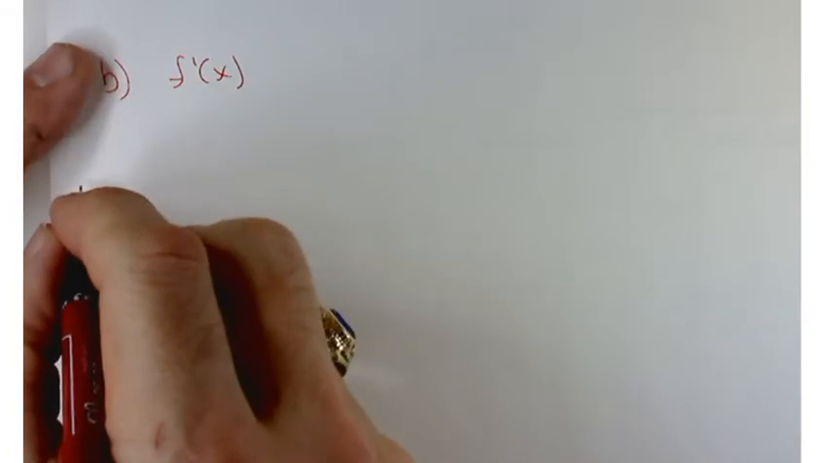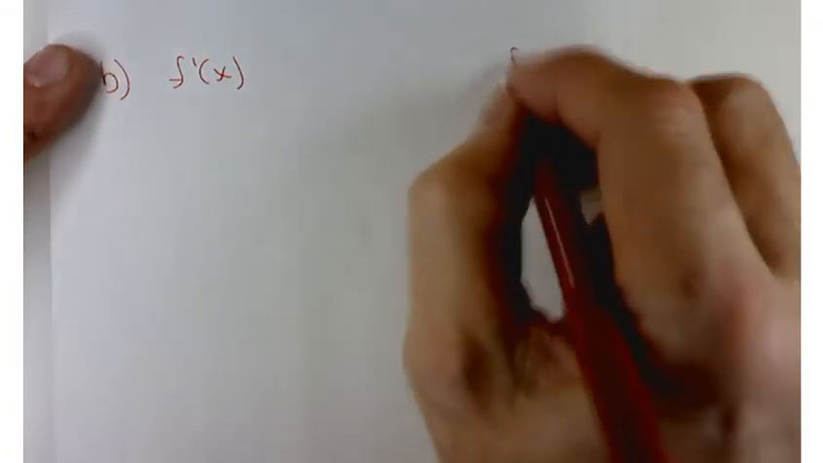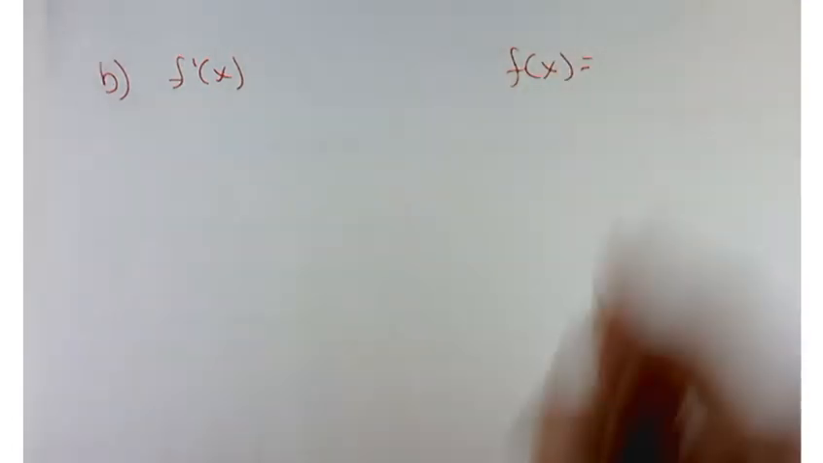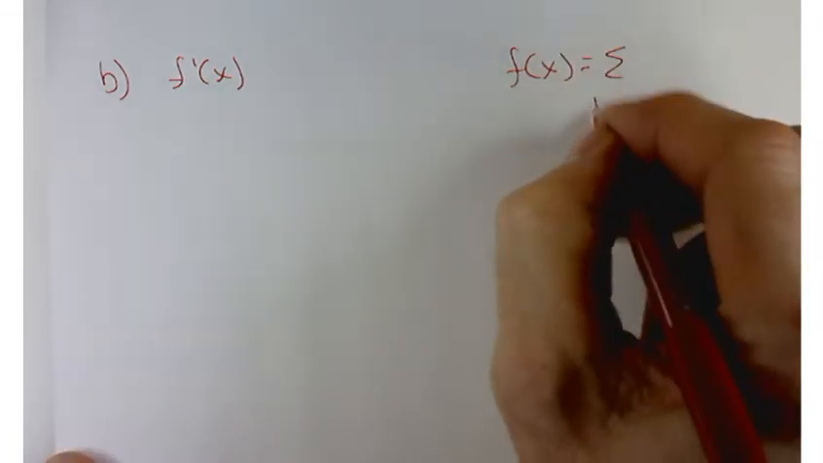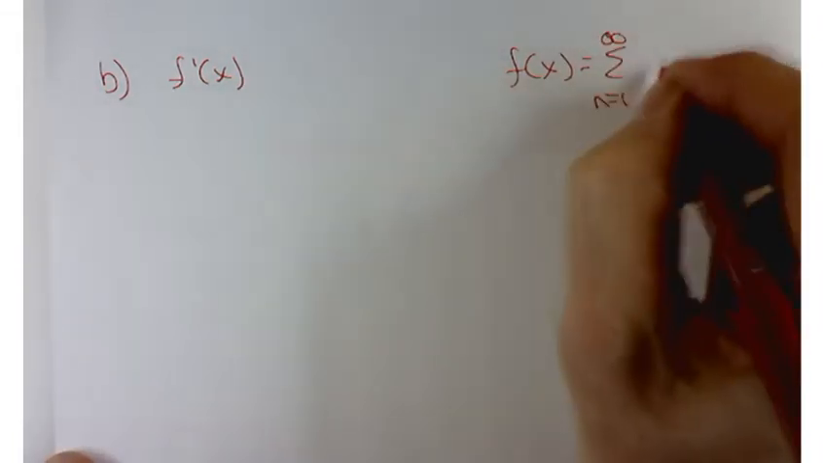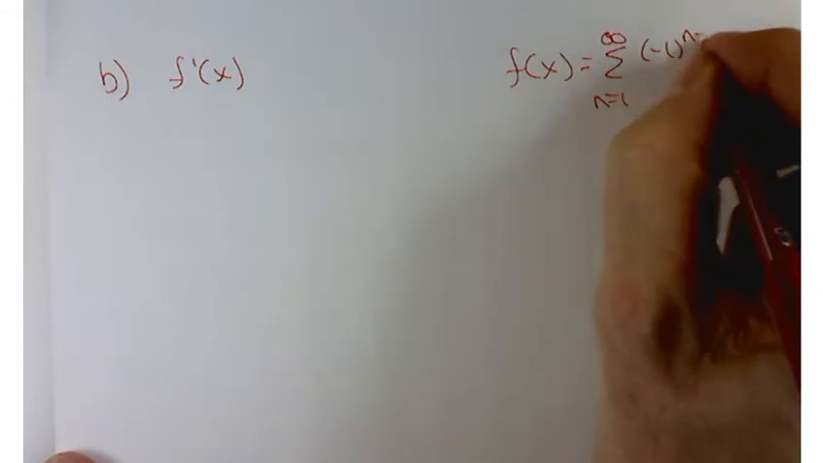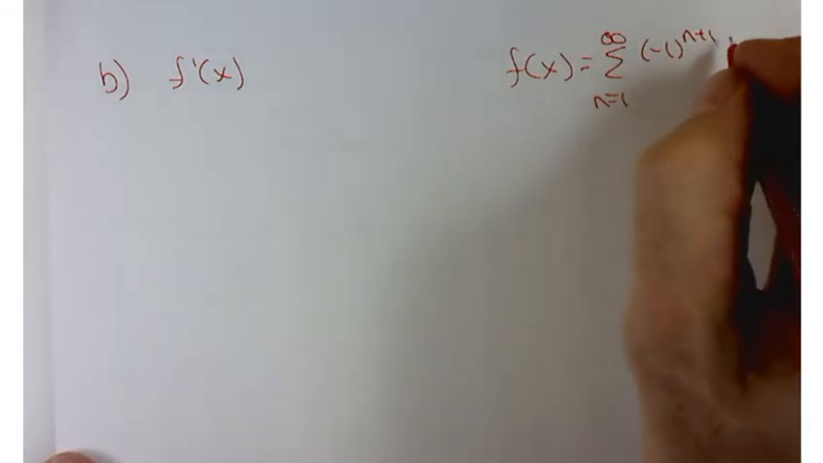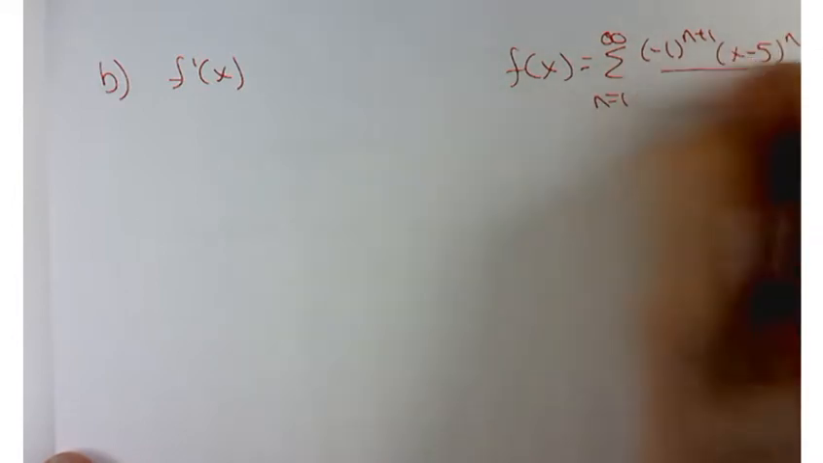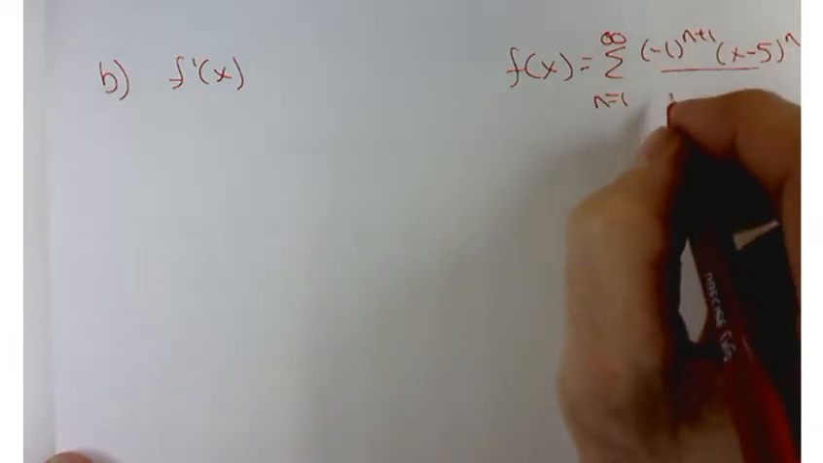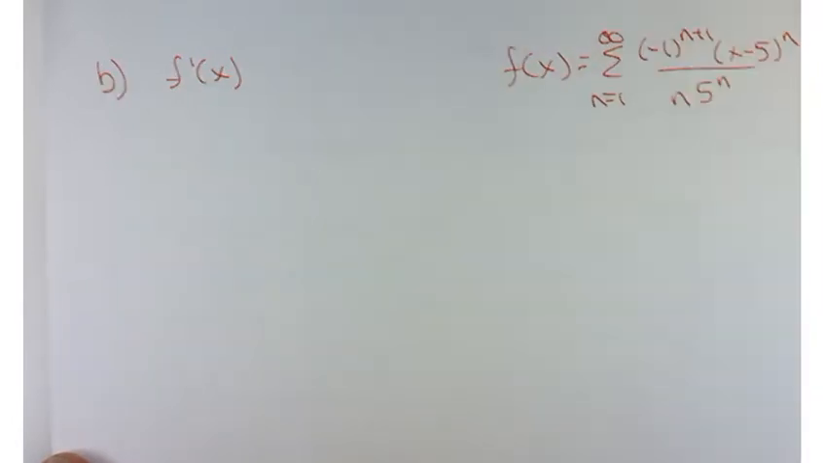of x. Let me remind you real quickly here that f of x itself, the original series, was the sum from n equals 1 to infinity of negative 1 to the n plus 1 times x minus 5 to the n over n times 5 to the n.